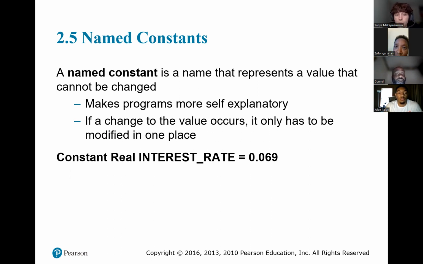So for example, in this case, we have a constant that is a data type of a real, and real stands for a decimal number, of interest rate, and that is 0.069. But for example, if you need to make some calculations that deal with taxes, we know that taxes never change, right? The percentage of federal or state tax doesn't ever change. So that's where you would use a constant. You would create a variable that will never change.